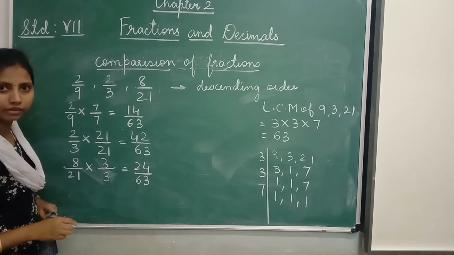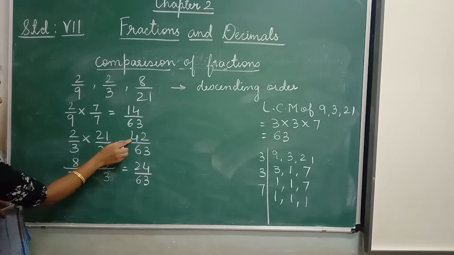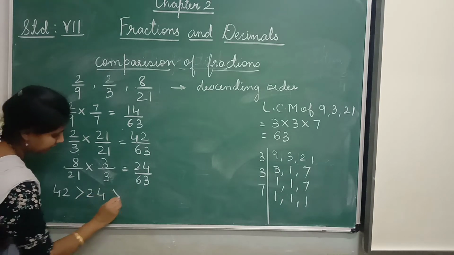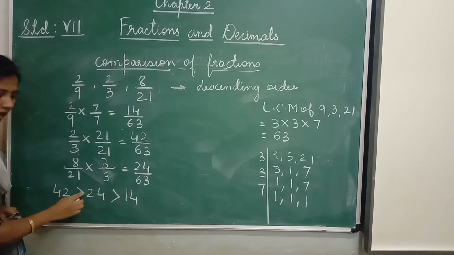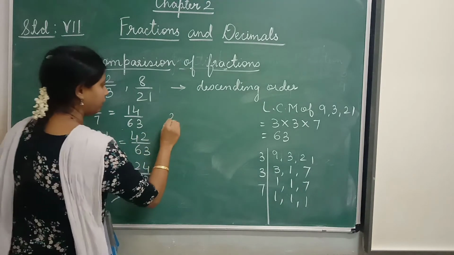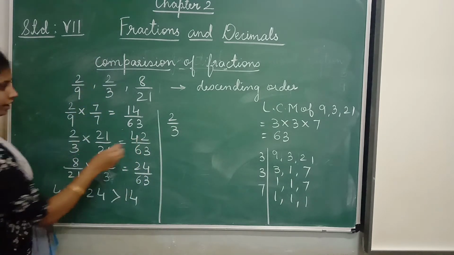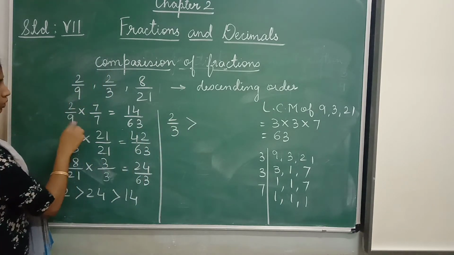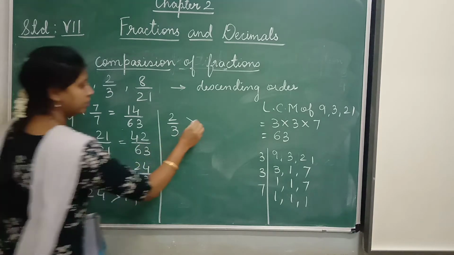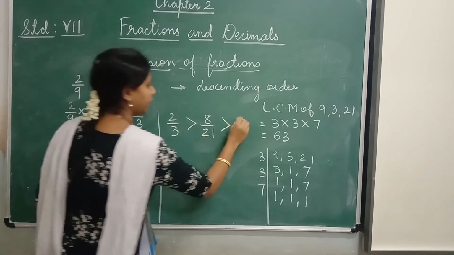Compare the numerators now. Which one is greatest? We have to write in descending order. So the greatest is 42. 42 is greater than 24, which is greater than 14. You have to write the greater than symbols. Now 42 represents which fraction? At the end you have to write the fraction. 2 by 3 represents 42, the greatest one. 2 by 3 is greater than, next 24 was greater, so you can write 8 by 21 is greater than, next 14 was the smallest, so that represents 2 by 9.